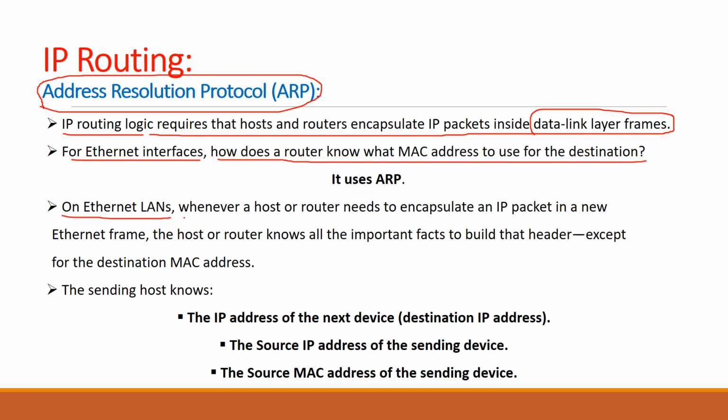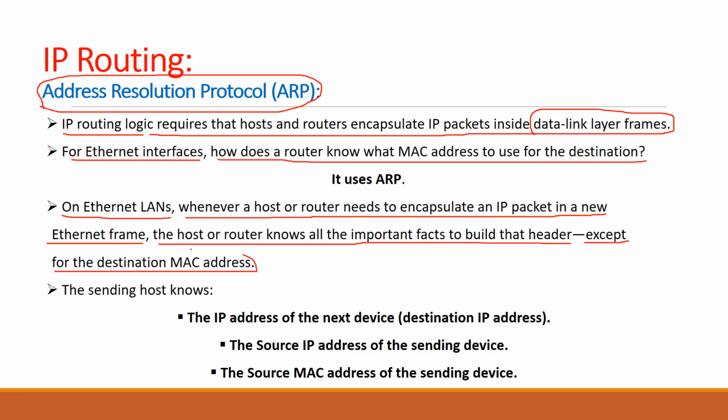On Ethernet LANs, whenever a host or router needs to encapsulate an IP packet in a new Ethernet frame, the host or router knows all the important facts to build that header, except for the destination MAC address. So the sending host knows the IP address of the next device, or the destination IP address. It also knows the source IP address because it is the sending host. So it has an IP address.